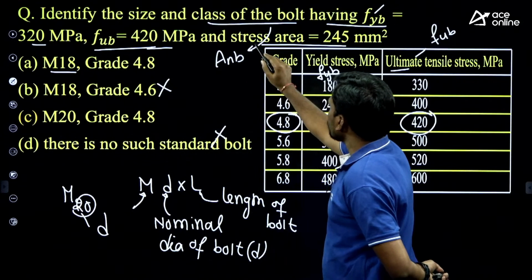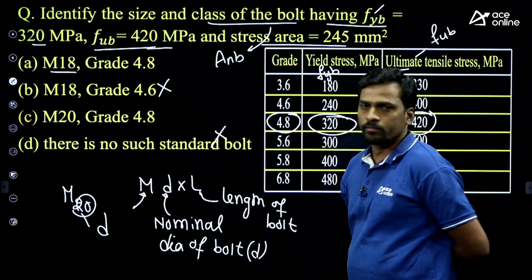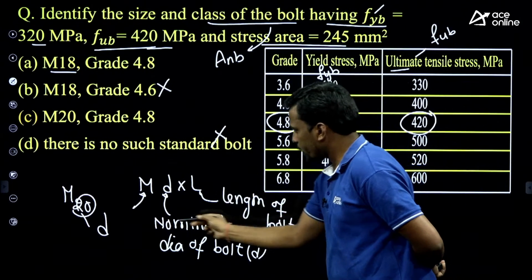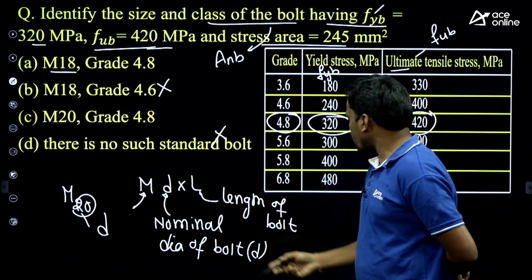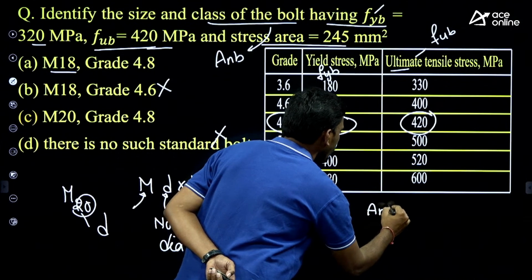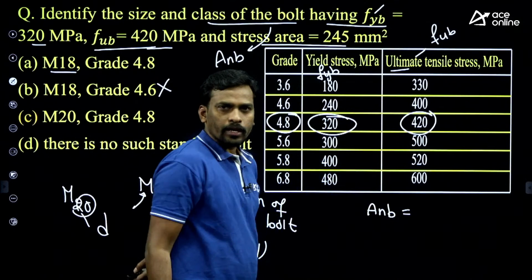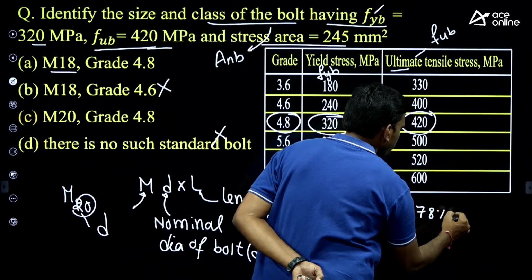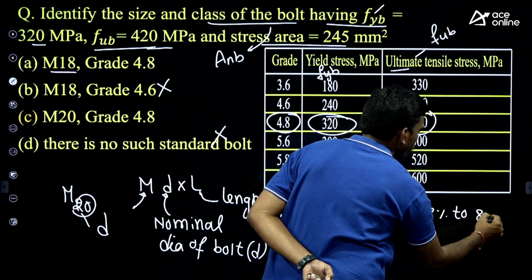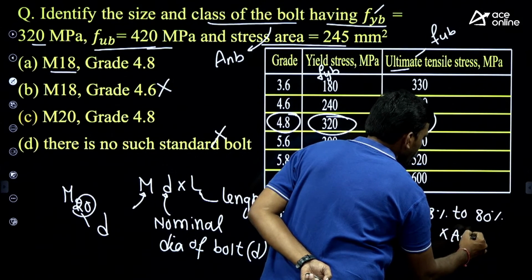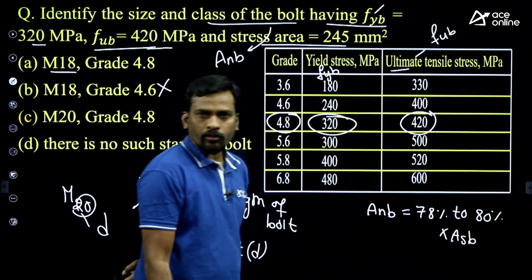Here the given stress area is 245. Okay, stress area is 245. I'll erase this one and give the areas. Student, what is the formula to find the net area of a bolt? It is approximately 78% to 80% of the gross area of the bolt, right?